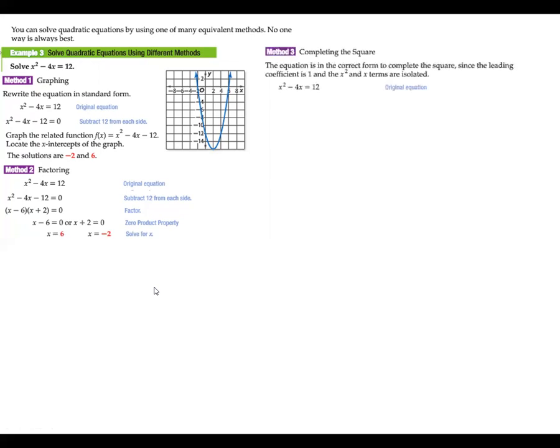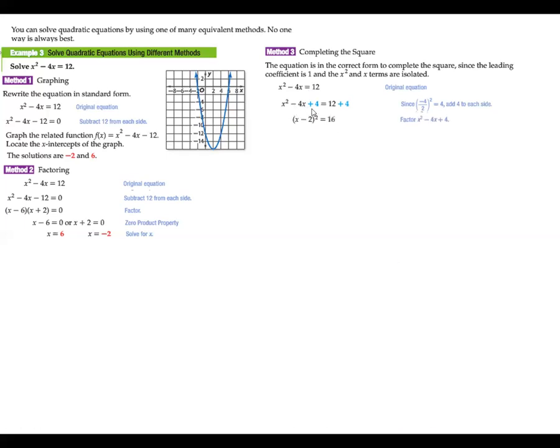Another method we learned was completing the square. Now this one, again, will always work, but there are several steps. Okay, now we're doing the same problem, just showing you different ways to do it. You have to isolate the x squared and the x terms. Make sure the leading coefficient of the x squared is 1. If it's not, divide everything off by whatever the coefficient of x squared is. Take half of the x term and square it, and add that to both sides.